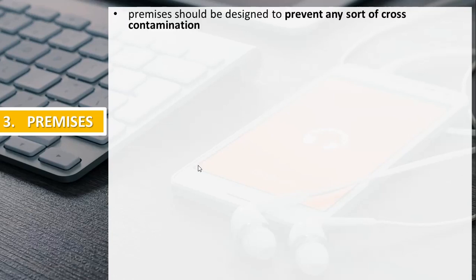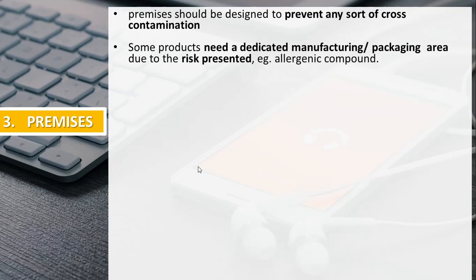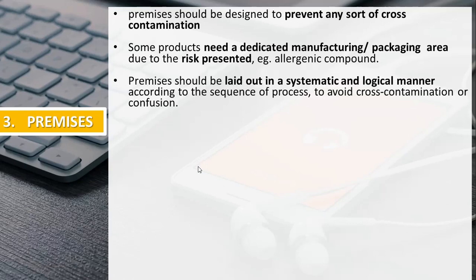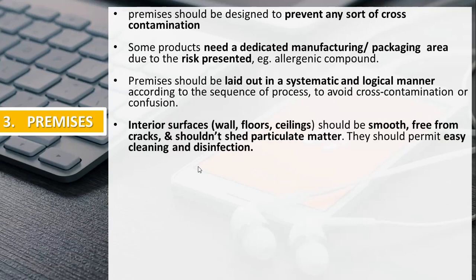The premises should be designed to prevent any potential occurrences of cross-contamination. Some products that may pose risk, such as allergens, may need a dedicated area. Premises should be laid out in a logical manner according to the sequence of process, to avoid cross-contamination or confusion. The interior surfaces such as walls, floorings and ceilings should be smooth and free from cracks. They should also be designed to be easily cleaned and disinfected.